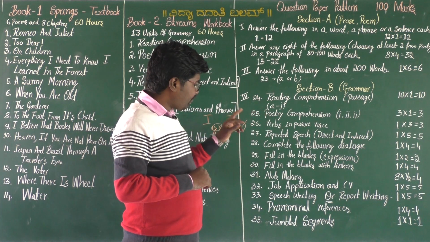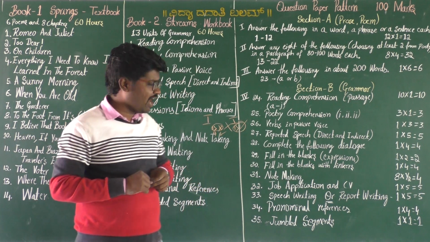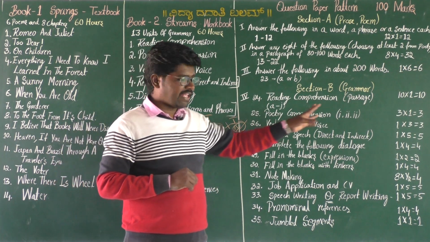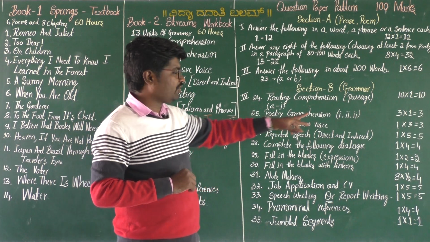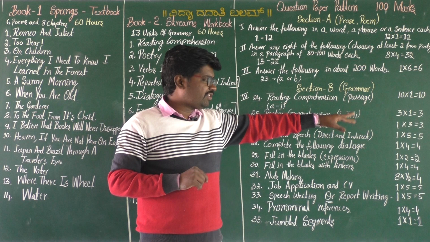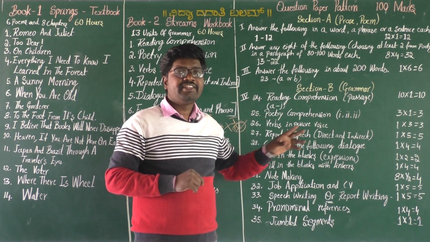Then question number 26 you have, that is verbs in passive voice. We call it verbs in passive form. That is for 3 marks in the examination. There will be 3 marks.